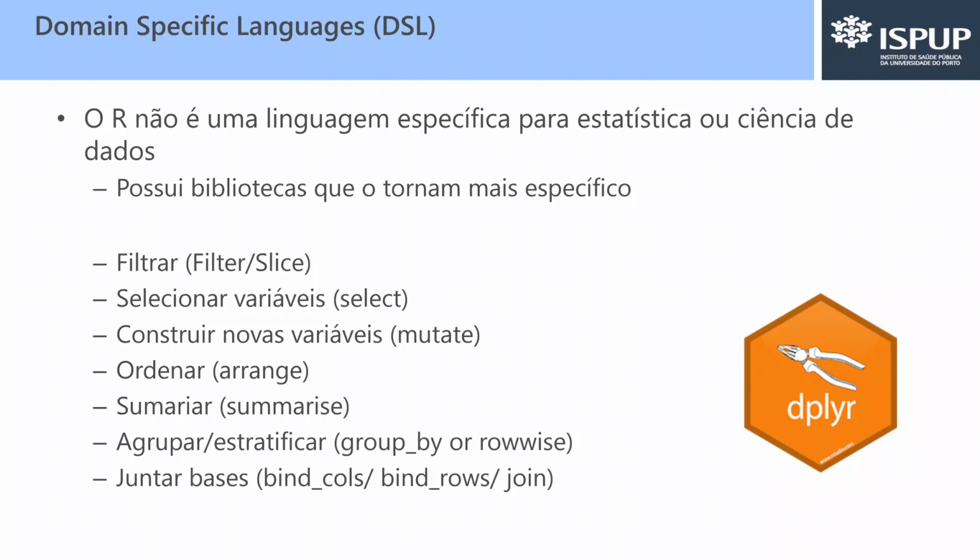R is not a language specific for statistics. It can be used for other things. So when people say R is software for statistics, that is wrong. It can do a lot of other things, and within the base of the software there is nothing specific to statistics. But if you go to some packages that are created for more specific statistics, you have ones like dplyr that control a lot of things.